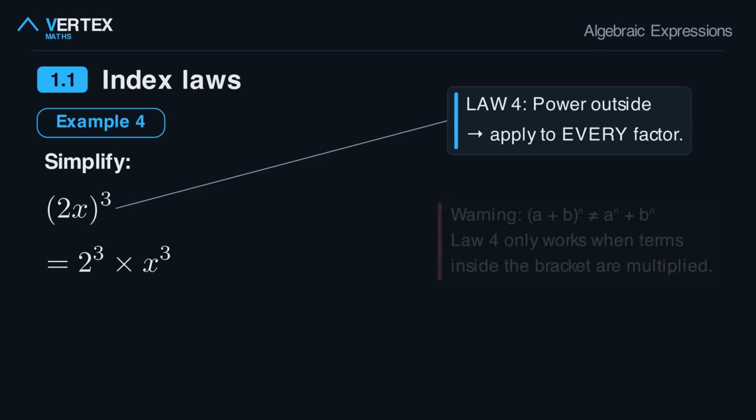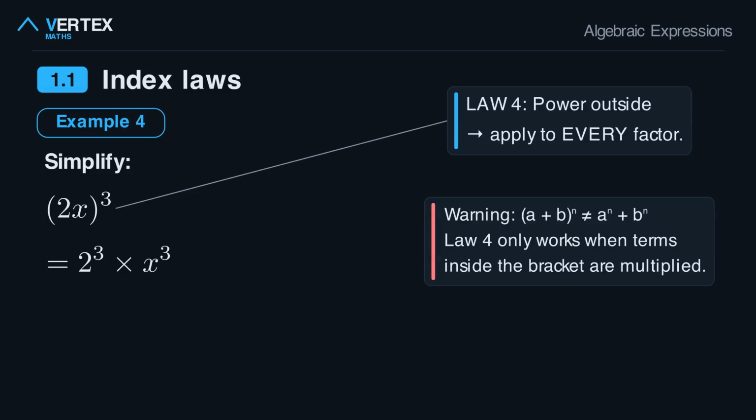Now look at the warning on the right. Law 4 only works because the terms inside are multiplied. If you had a plus b all cubed, you cannot write a cubed plus b cubed. That is one of the most common A-level errors. Addition or subtraction inside a bracket with a power must be expanded properly. 2 cubed is 8, so the final answer is 8x cubed.